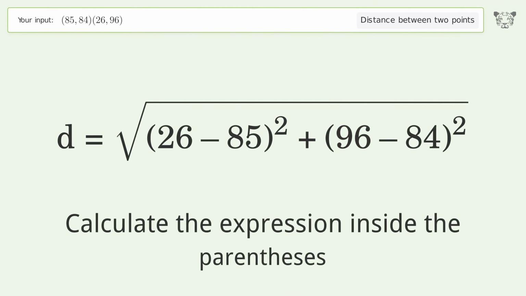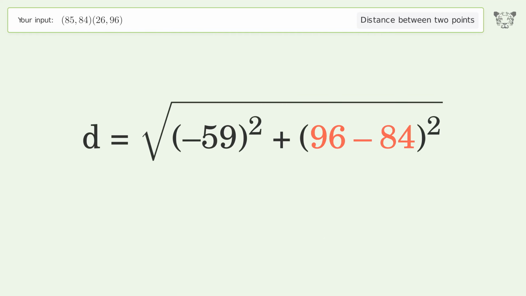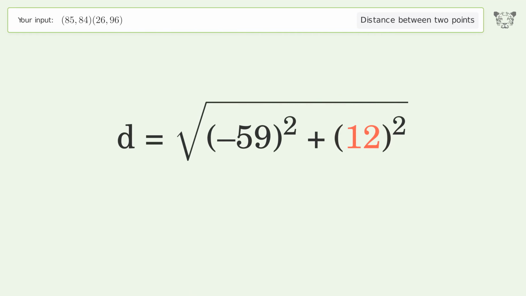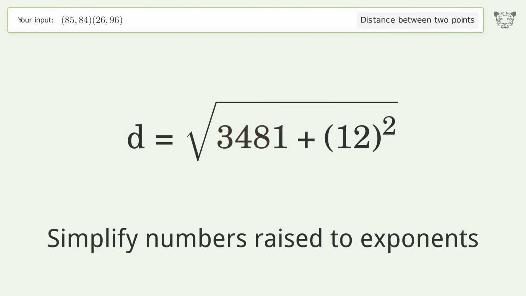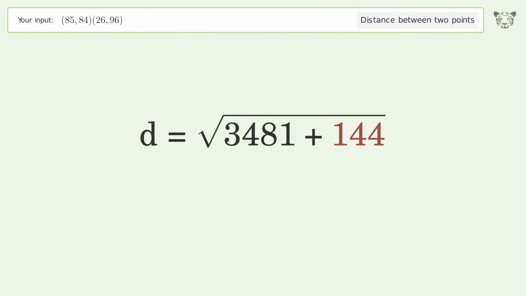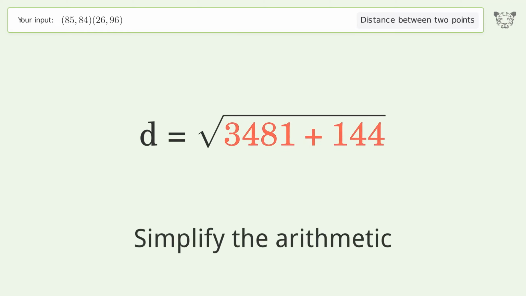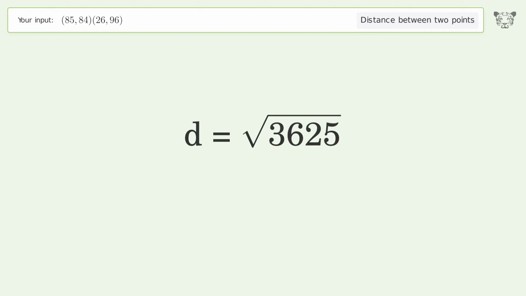Calculate the expression inside the parentheses. Simplify numbers raised to exponents. Simplify the arithmetic. And so the distance between the 2 points is the square root of 3,625 or 60.208.